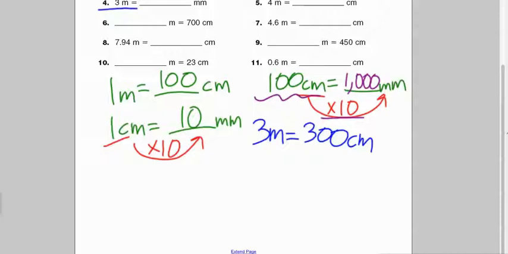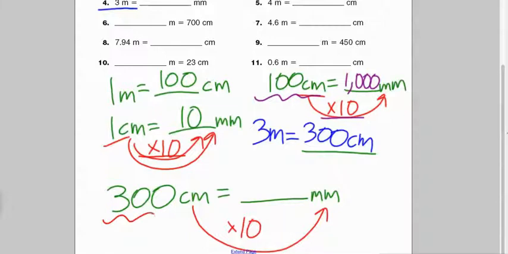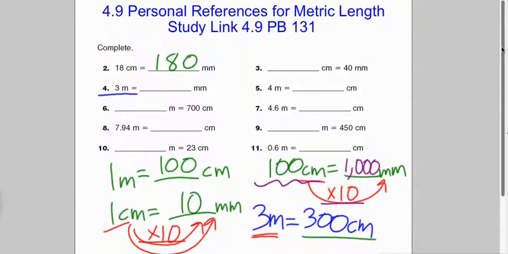And now we need to take this 300 centimeters and ask ourselves, how many millimeters is this now? And again, just like before, when we were moving from centimeters to millimeters, we increased by a power of 10. We are now moving from centimeters to millimeters again, so we increase by a power of 10. So we take our 300 centimeters, which is equal to 3 meters, and increase by a power of 10. 300 centimeters times 10, or 300 times 10, gives us 3,000 millimeters. That's a lot of millimeters. So we know that 3 meters is equal to 3,000 millimeters.